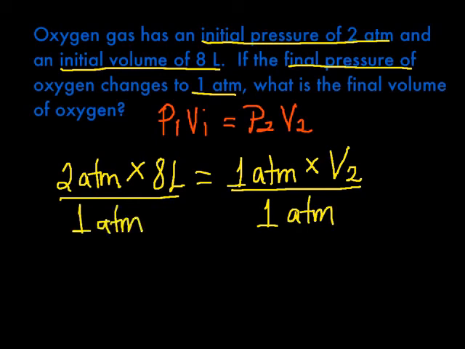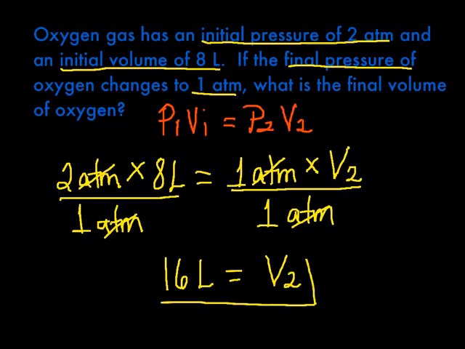When we do that, our atmosphere units cancel, and we end up with 2 times 8, which is 16, and our units are liters, is equal to our final volume. And there you have it. Our final volume is 16 liters.